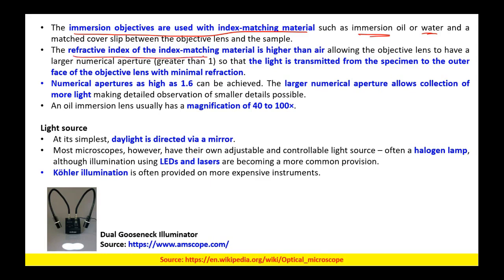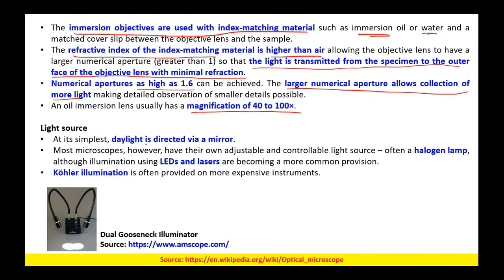The refractive index of the index matching material is higher than air, and it allows the light transmitted from the specimen to the outer face of the objective lens with minimal refraction. Numerical apertures may be as high as 1.6. The larger numerical apertures allow collection of more light. Oil immersion lenses usually have a magnification of 40 to 100x.